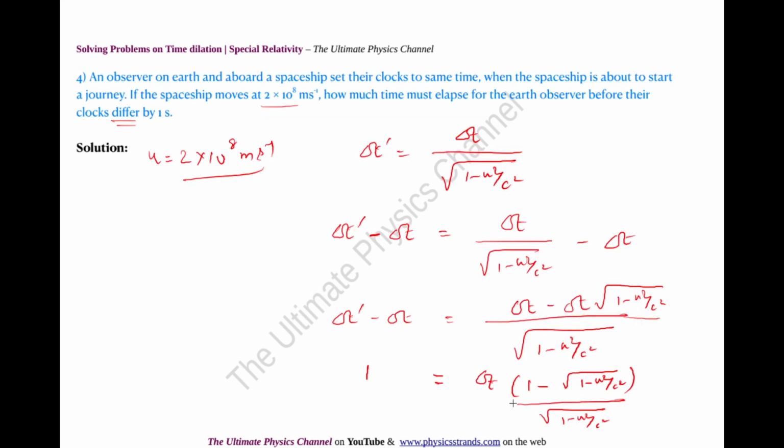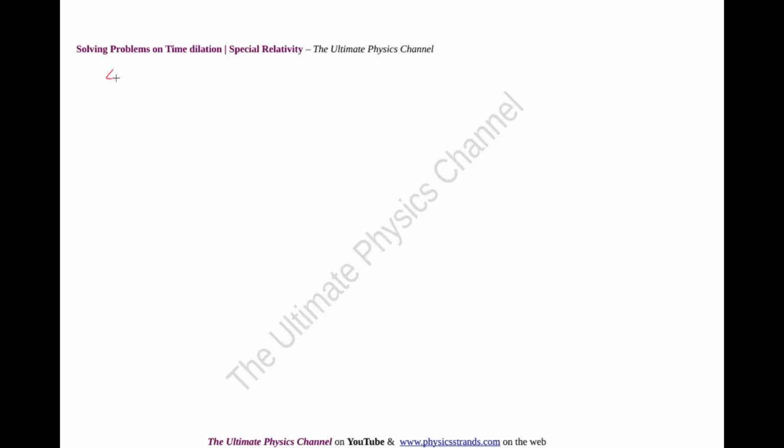So substituting for u in that case, we can take this one first, del t on the other side. We can retain this one, del t prime minus del t, and take this del t out here. So I say del t prime minus del t over del t is equal to 1 minus square root of 1 minus u squared over c squared over square root of 1 minus u squared over c squared.